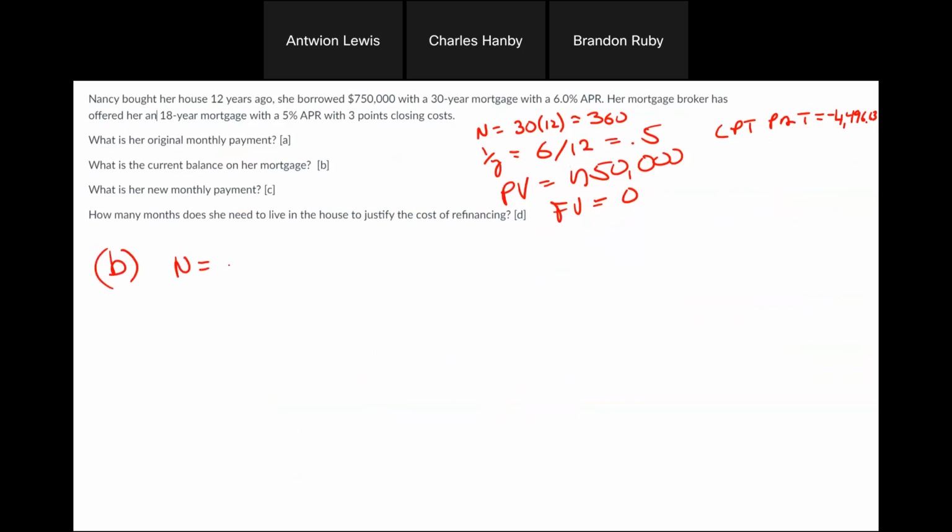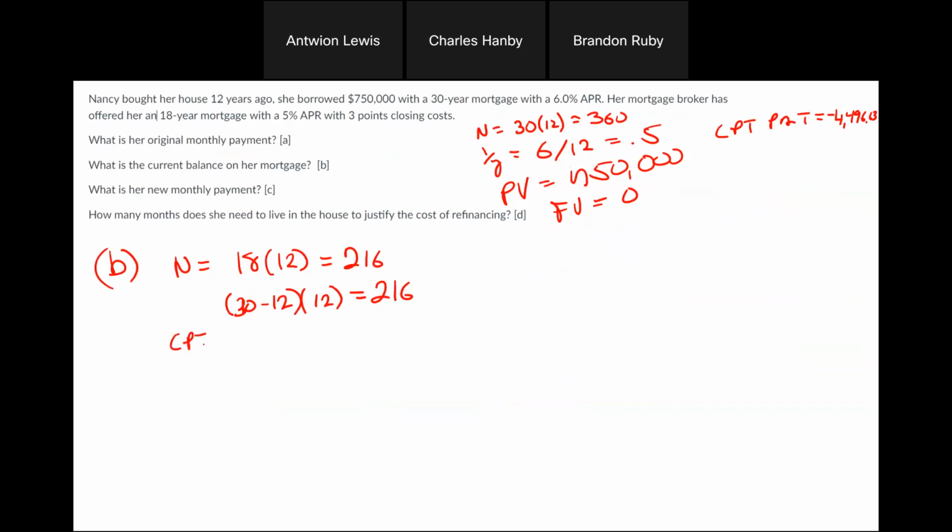So to calculate the balance, she's got 18 years left. 18 times 12 is 216. You can also do it this way: 30 minus 12, times 12. That gives you 216 as well. But you always want the years remaining converted to months, or the number of payments remaining on the mortgage, to do this calculation.